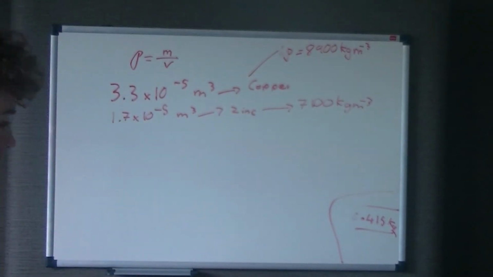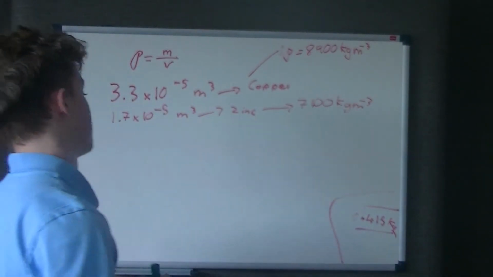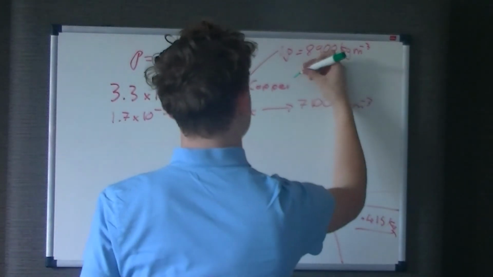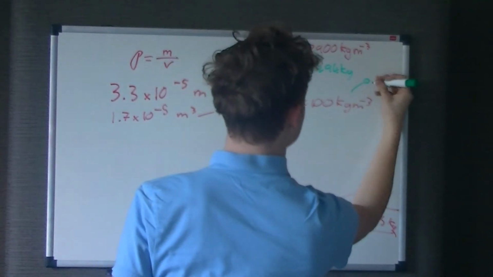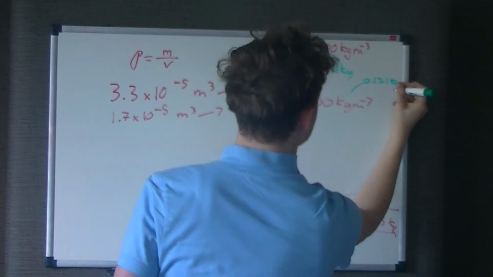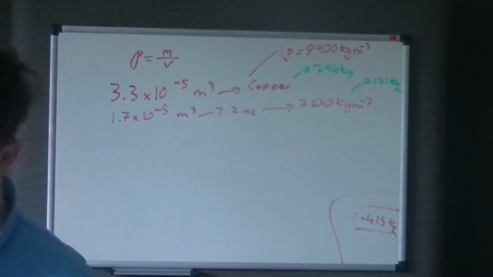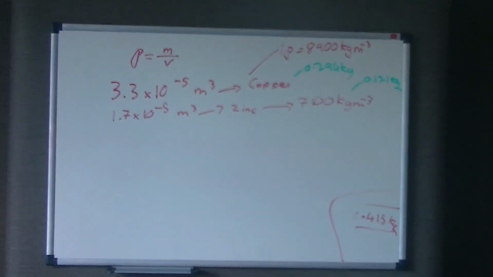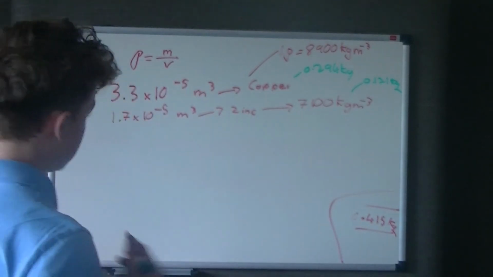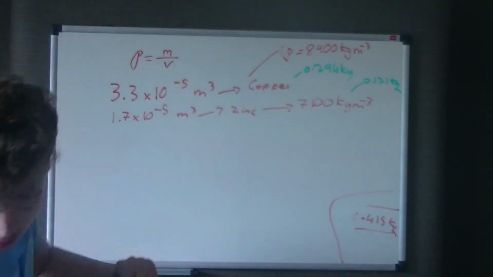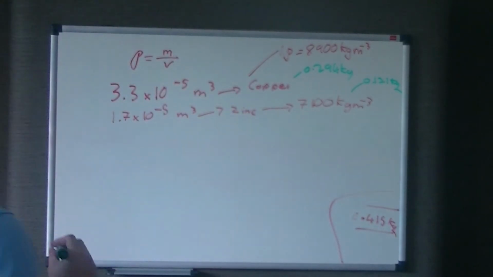Now our total volume is, I should rub the two masses out actually. So the mass of copper was 0.294 kilograms and 0.121 kilograms was the mass for the other one. So the total masses, and as we rearrange the formula again to work out the volume, I've got the volume next.